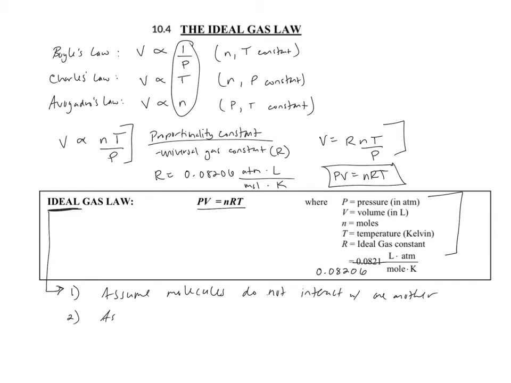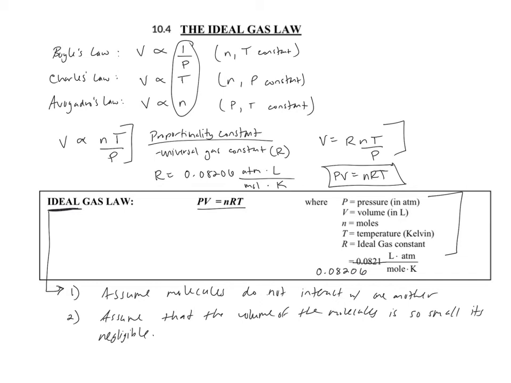So we assume that the volume of the molecules is so small, it's negligible. So the actual gas particles themselves, we're assuming that there's no difference between the gas particle for nitrogen and the gas particle for oxygen in terms of volume. We're assuming that their volumes are just negligible because they're so small.